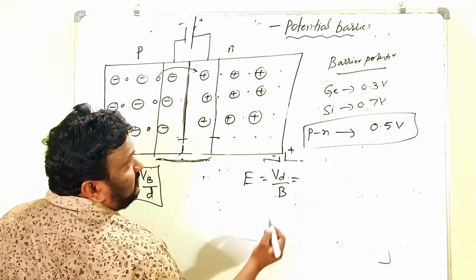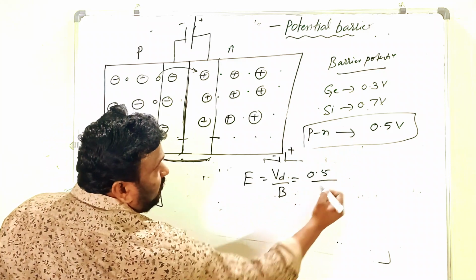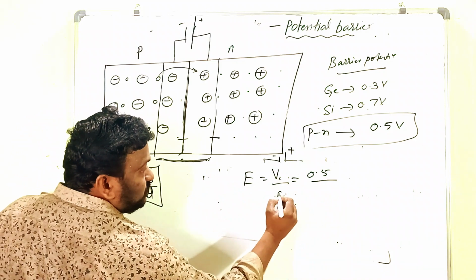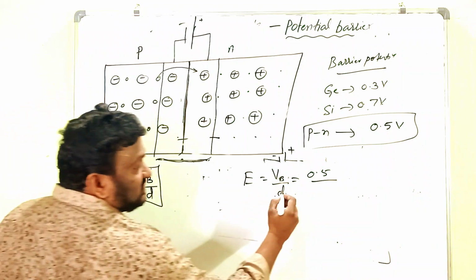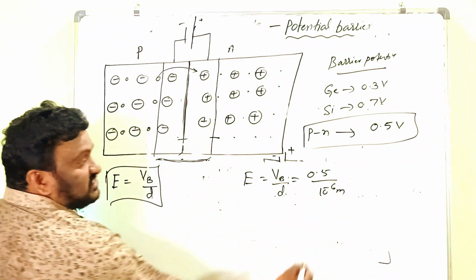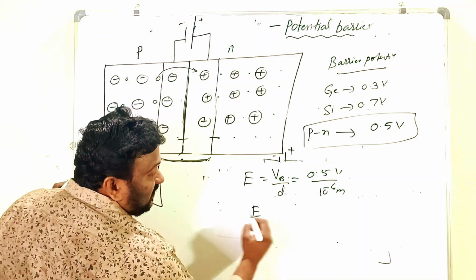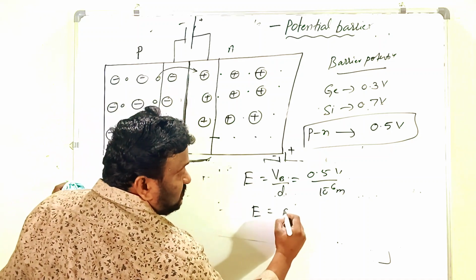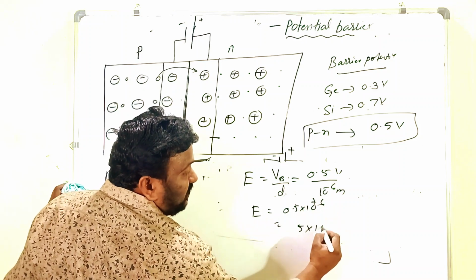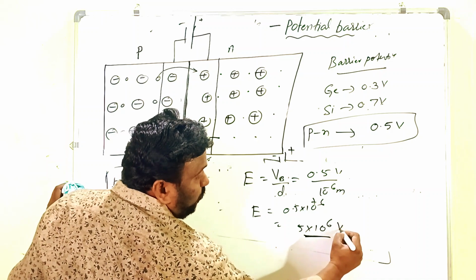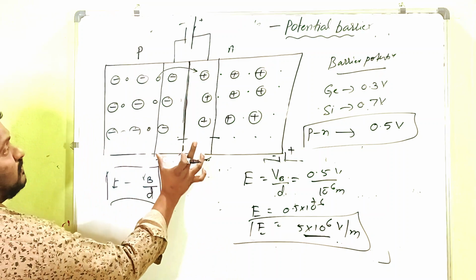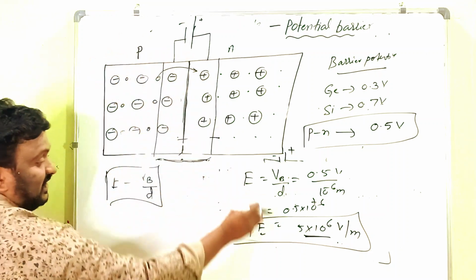What is VB value here? What we are saying? 0.5. And E is equals to VB by D. Okay. Here what is the thickness of the depletion layer, that should be 10 power of minus 6 meters, and this is 0.5 volts. Then what we get, electric field of that particular barrier, we write 0.5 into 10 power of minus 6 to the power minus, that means 5 into 10 power of 6 volt per meter. This is the electric field of the particular barrier potential.